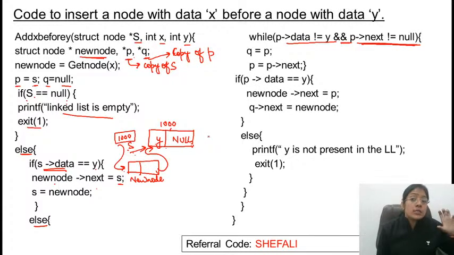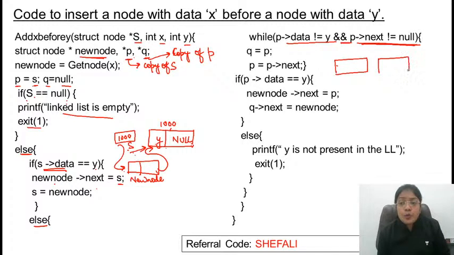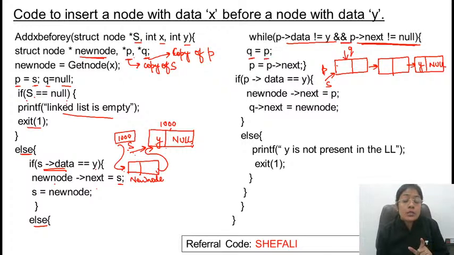In the previous case, जब आपको after node y add करना था, in that case it was just updated as p is equal to p of next. बट यहां पे बच्चे, p को मूव करवाने से पहले, before moving the pointer p, is pointing here, s is also pointing here. Before moving pointer p, we need to maintain the copy of p. So q will be getting the address whatever is pointed by p, and then p will be pointing to the next node. Again, p of data is not equal to y, p of next is not equal to null.